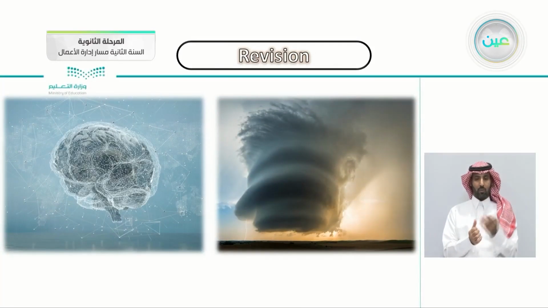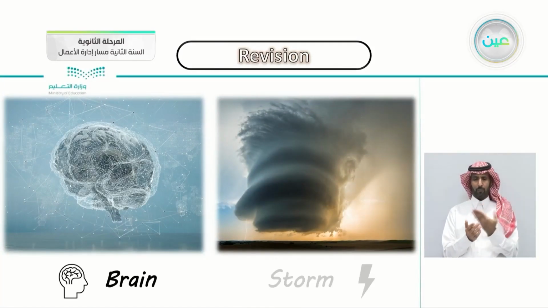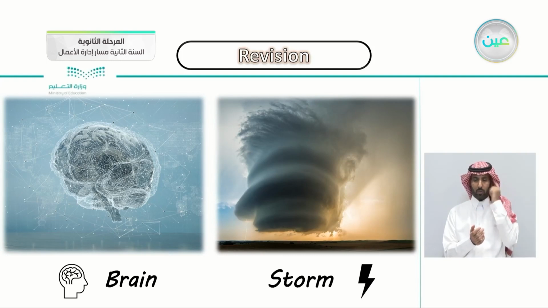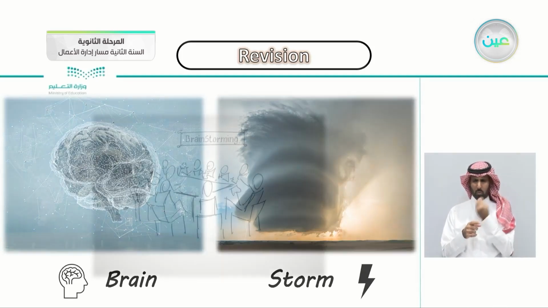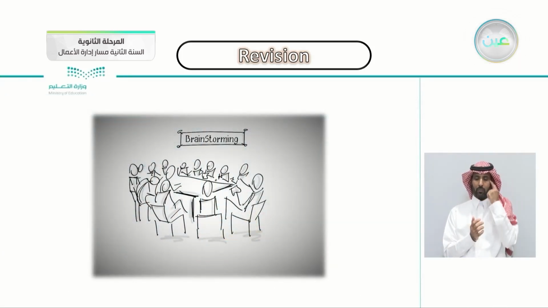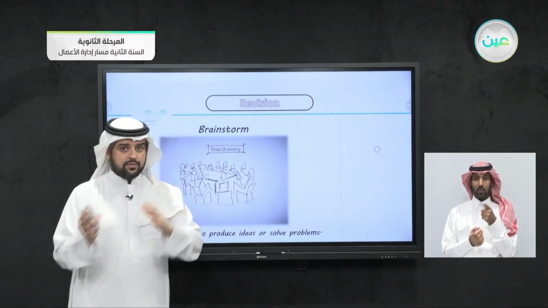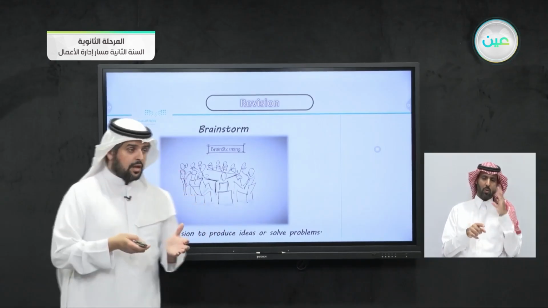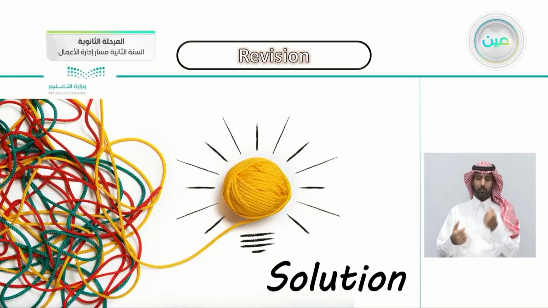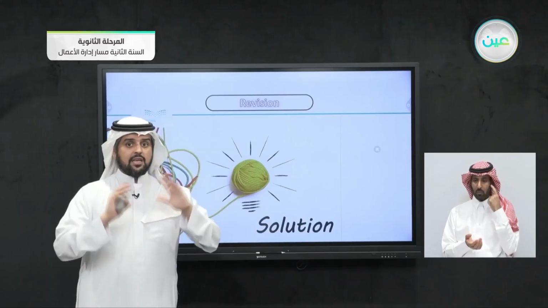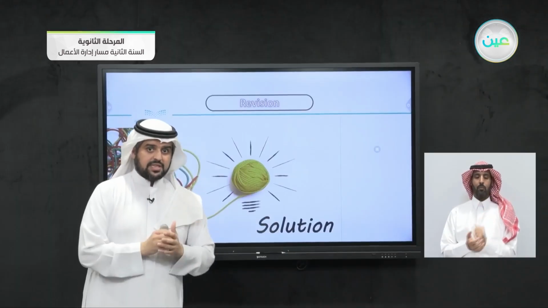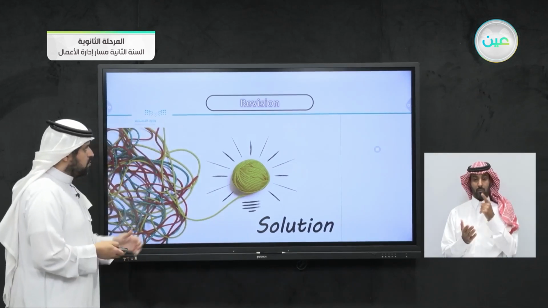And in the previous lesson, if you remember, we took the brain and storm. Once you use your brain and your other friends' brains to move the ideas around, it comes the concept of brainstorming, which is a group discussion to produce ideas or solve problems. You and your friends, a group, try to come up with a solution, and you bounce ideas. And remember, there are no bad ideas in brainstorming. This is just a process, until you come up with the solution.